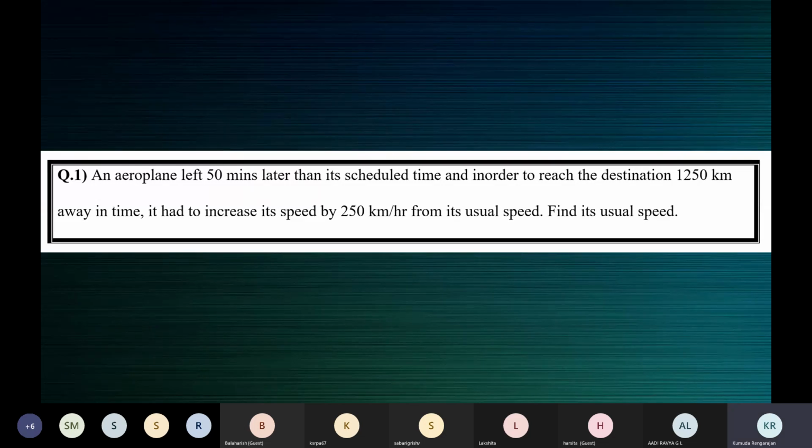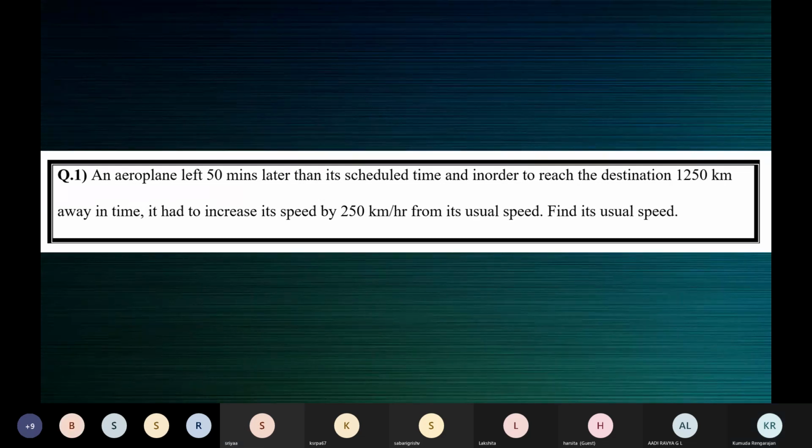Okay, now tell me, what is the new speed of the plane? X plus 250 kilometers per hour. All right, so we have assumed the usual speed to be x kilometers per hour. With that, the new speed will be x plus 250 kilometers per hour. Now we have two different speeds, one usual speed and one new speed. But what is the distance in both the cases? What is the distance covered with the usual speed? What is the distance covered with the new speed?